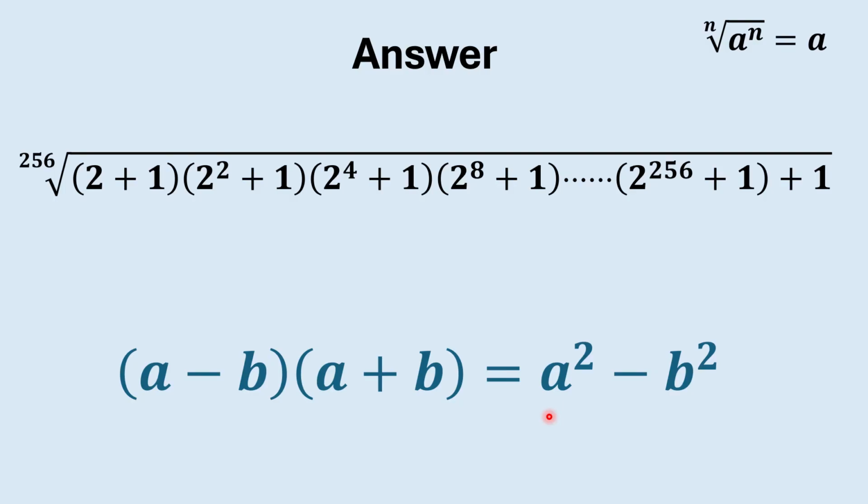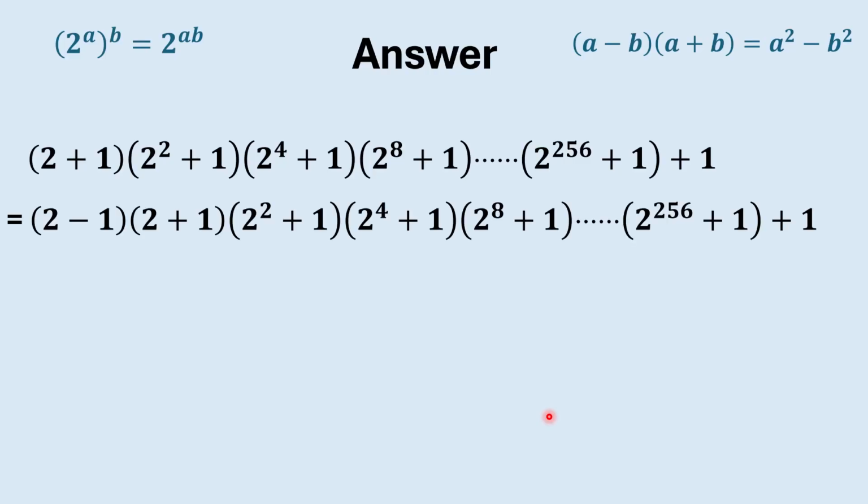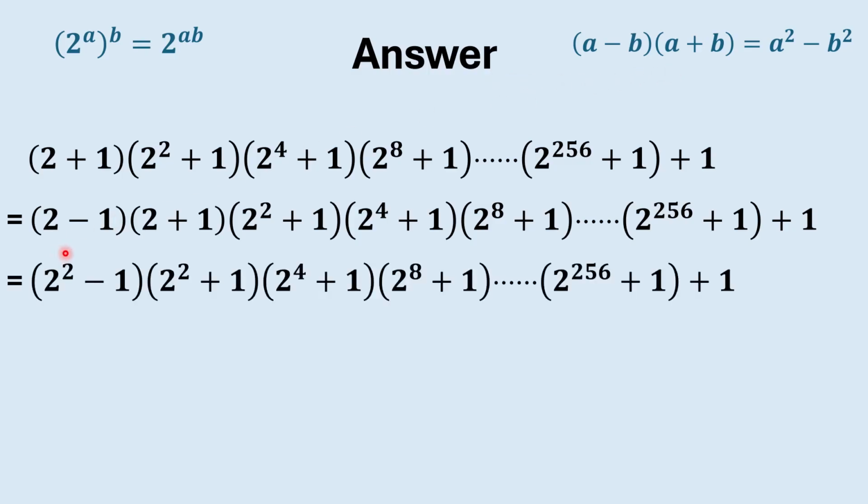At first, we just focus on something inside this root symbol, and actually, before the first item, we can add in the brackets (2 minus 1). Because 2 minus 1 is equal to 1, it won't change the value of the whole expression. However, by adding this (2 minus 1) followed by (2 plus 1), the first two items satisfy this formula, and it will be equal to 2 squared minus 1. And this 2 squared minus 1 happens to be followed by 2 squared plus 1. Then these first two items satisfy this formula again, where a is 2 squared and b is 1.